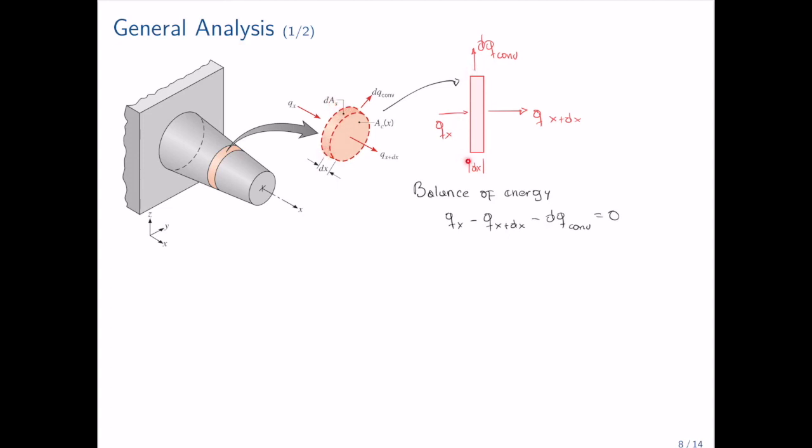So the balance of energy for this disk is going to be equal to Q_x, the heat rate by conduction that is going in, minus the heat by conduction after a dx distance, Q of x plus dx, minus the Q of convection. So these two are going out, therefore the negative sign. So this is the Q of convection. So this should be equal to 0.